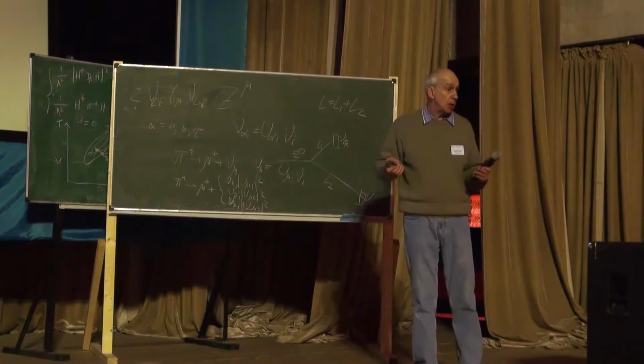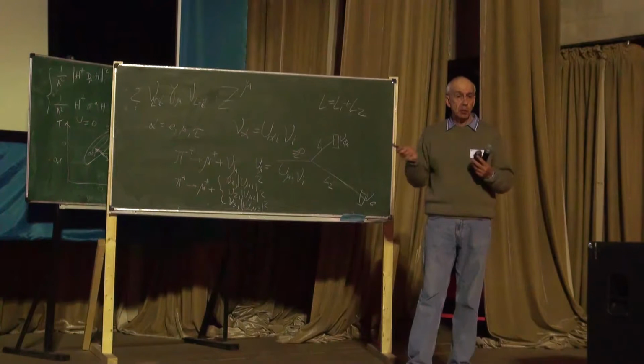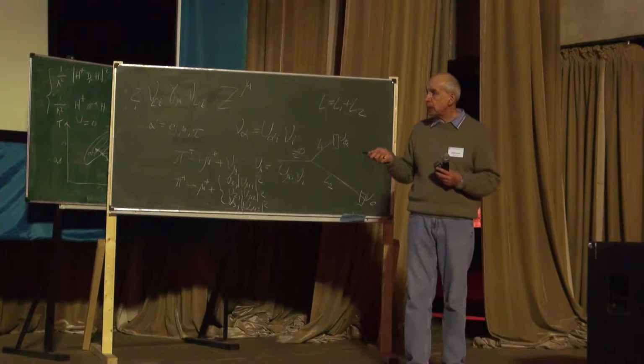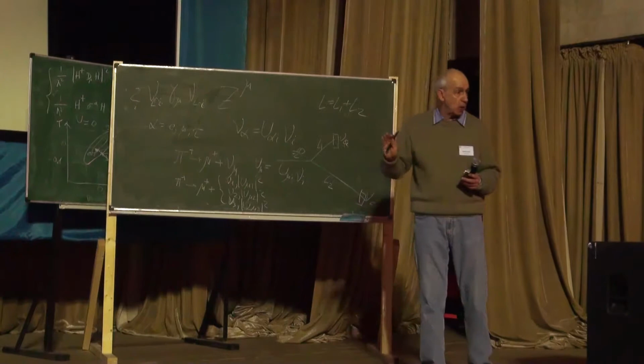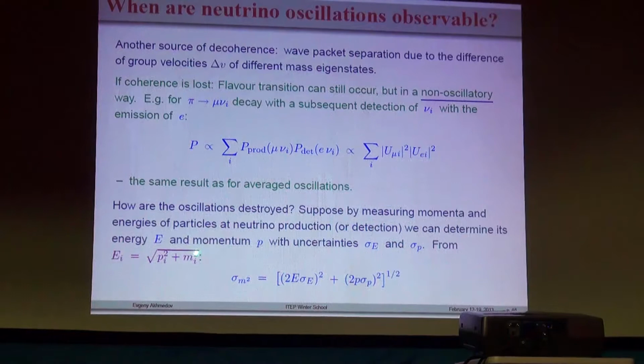Now let's discuss how one can do this. Assume we know the energy and momentum uncertainty with which we can find the energy and momentum of the neutrino. We measure the neutrino by measuring the energy and momentum of particles participating in its production or detection. I'm talking about production, but detection is exactly the same argument. By knowing this with some accuracy, we can find the neutrino energy and momentum with accuracy sigma E and sigma P, the uncertainties of energy and momentum. Then we can immediately find that the uncertainty on the inferred neutrino mass will be given by this expression.